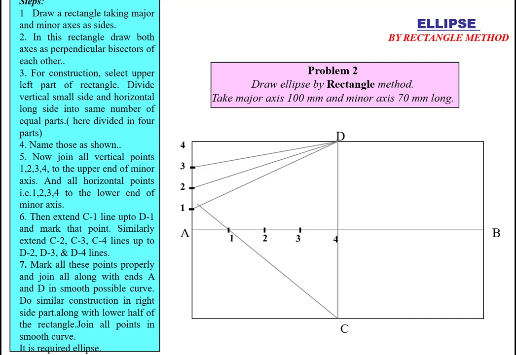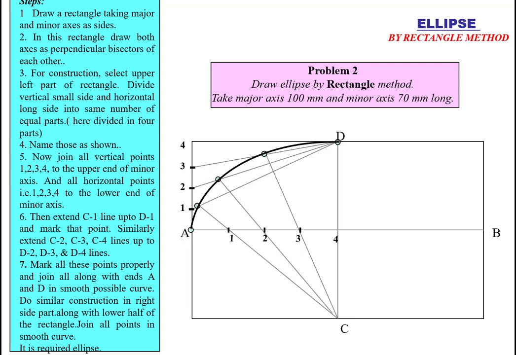Draw another line segment from C which passes through the horizontal second point and extend it up to 2D. Likewise, the third point. So we'll get here P1, P2, P3, P4 and P5 points, and join them by French curve or freehand. So we'll get here a quarter ellipse.